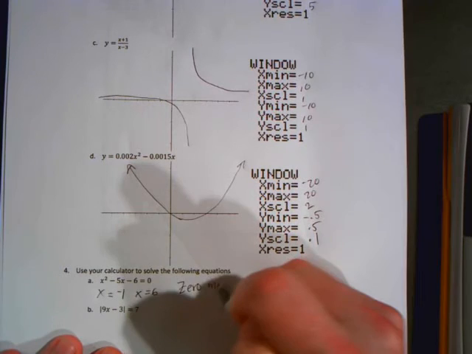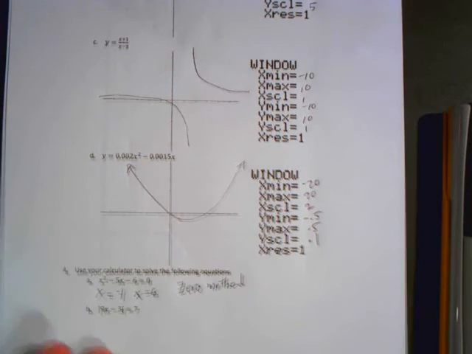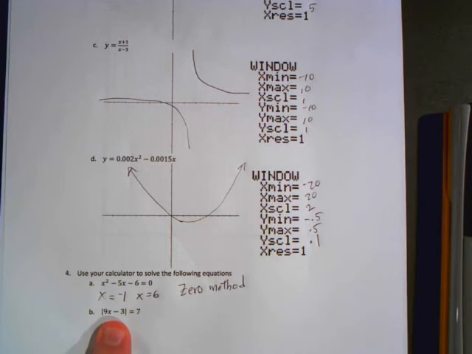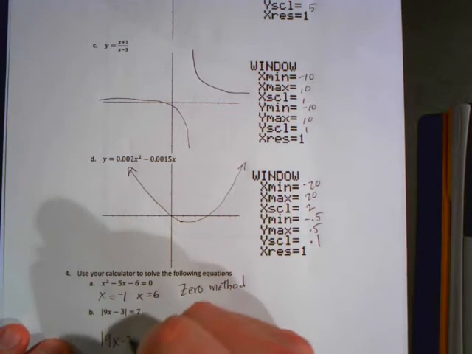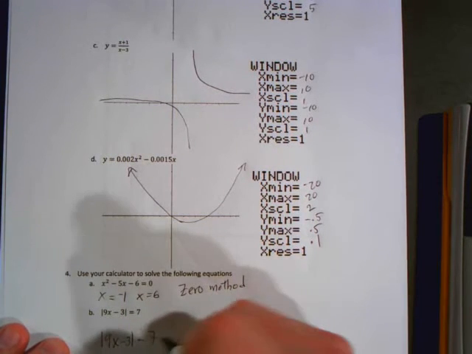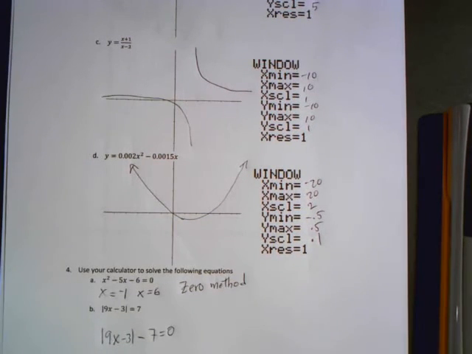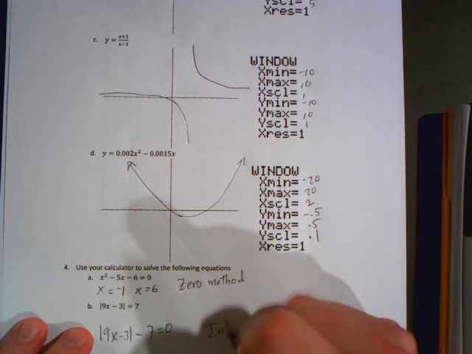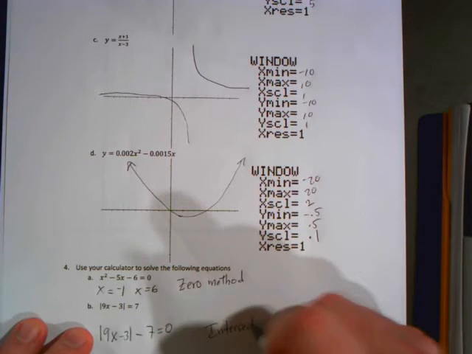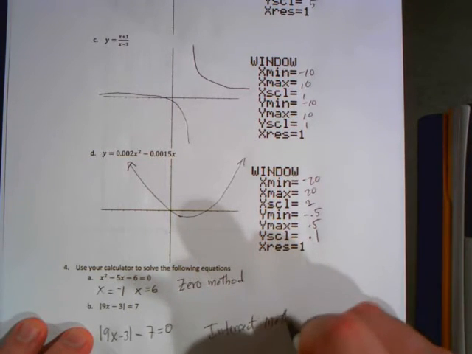The second way to solve is called the intersect method, and you more likely use the intersect method on a problem like this. Now what I could do is write this as absolute value of 9x minus 3 minus 7 equals 0. I could do some work by hand, move that 7 over, and then use the 0 method like I did before. It would work fine. Instead, I'm going to use what's known as the intersect method.